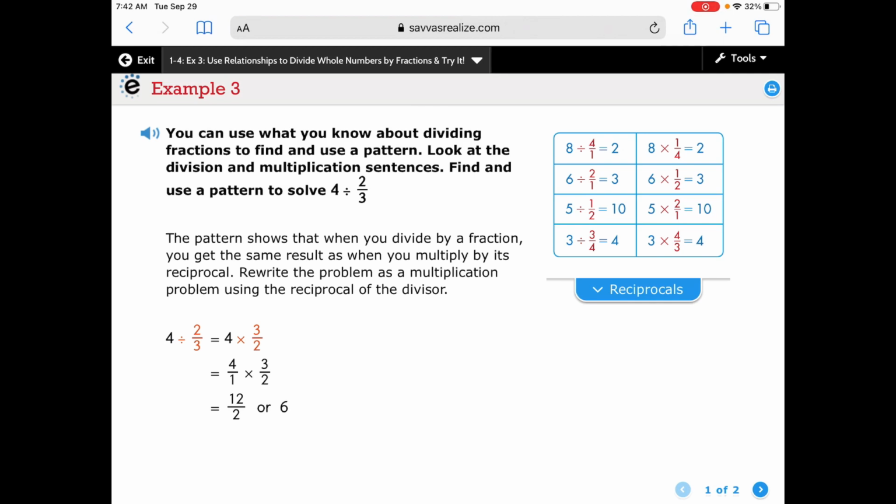They're just doing the keep, change, flip, showing that if you say 8 divided by 4, you get 2. It's the same thing as saying 8 times 1/4. So we already know with our elementary type of division, using whole numbers, 8 divided by 4 is 2, 6 divided by 2 is 3, 5 divided by 1/2 is 10. All these things are just re-emphasizing that. So what you would need to do is rewrite the problem as a multiplication problem using the reciprocal or the flip of the divisor. Okay, so that's what they're expressing here.